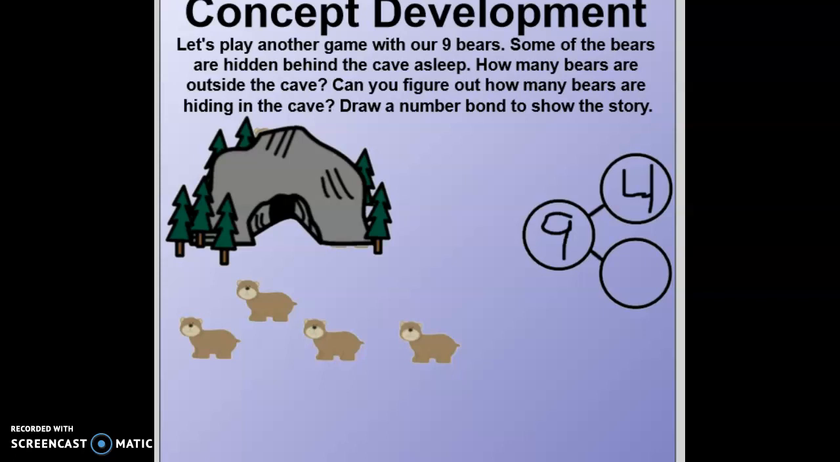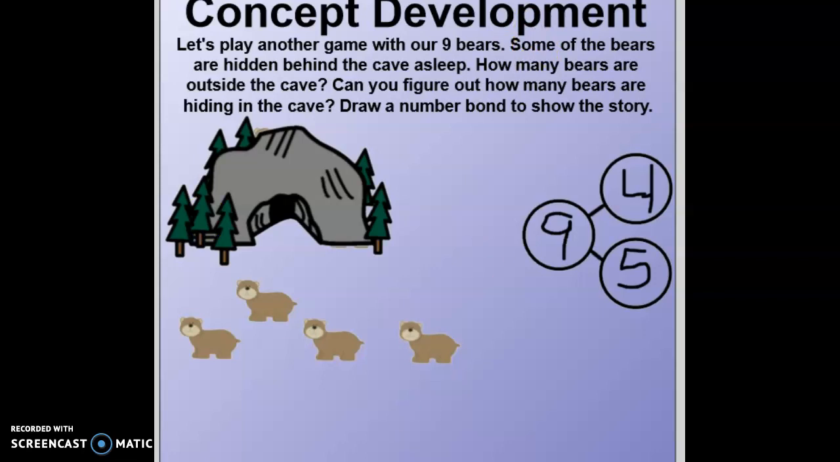Wait, so would that be our other part? Can you put up 9 again? Or, I'm sorry, put up 5 on one hand, keep those 5 up, and then let's put up our other 4. And let's count our fingers. 1, 2, 3, 4, 5, 6, 7, 8, 9. So our other part is what? 5. Because when we had our 9 fingers up and we put 4 down, we had 5 left.